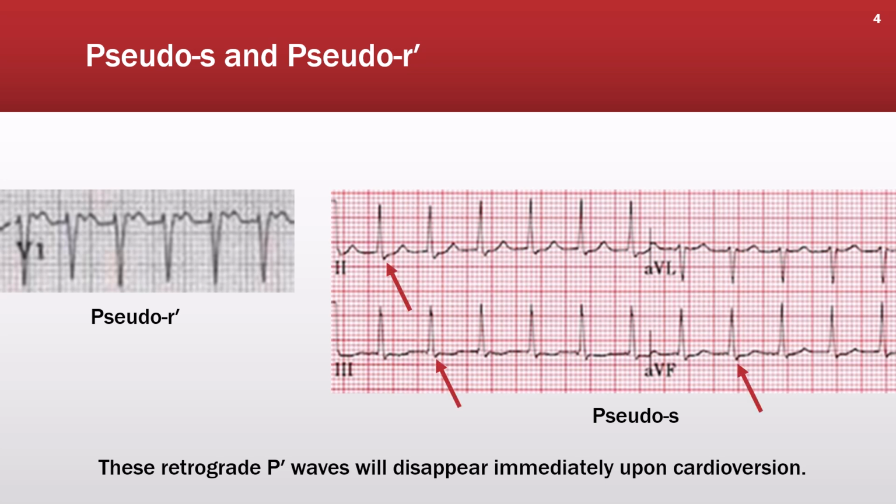They will look like tiny S waves right at the end of the QRS. You may also see a retrograde P wave in lead V1. It will look like a tiny R prime at the end of the QRS. Actually, we call those P waves in lead 2 pseudo S waves, and the P waves in lead V1 pseudo R prime waves.